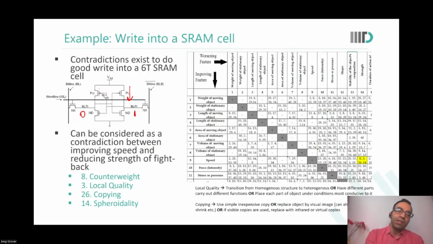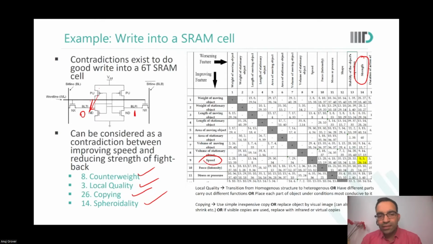So what we said was that on the side on which I'm storing a 0, the PMOS should be weak. But on the other side, it should be strong. So how do you do it? We looked at the technical contradiction matrix. We said, okay, we want it to be strong to improve the speed. But as I improve the speed, the strength degrades. The strength comes to a place where I'm no longer able to write a 0. So I do not want that. The principles listed there were counterweight, local quality, copying, and spheroidality.